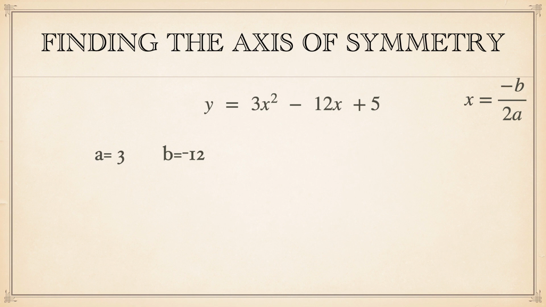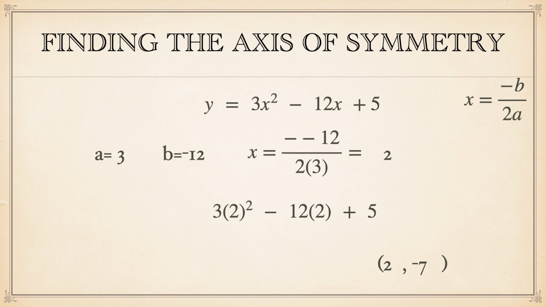The opposite of negative 12 over 3 times 2 is going to be equal to positive 2. Plug in positive 2 for x. And we're going to get here 3 times 2 quantity squared, so 2 squared times 3, minus 12 times 2, plus 5. 3 times 4 is 12, minus 24, plus 5 is negative 7.